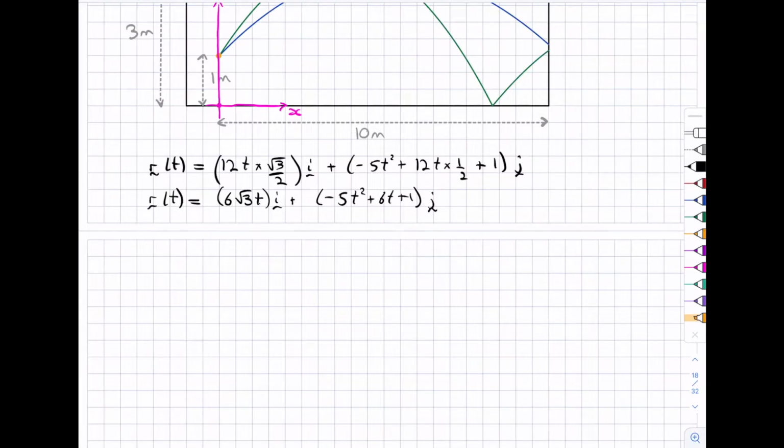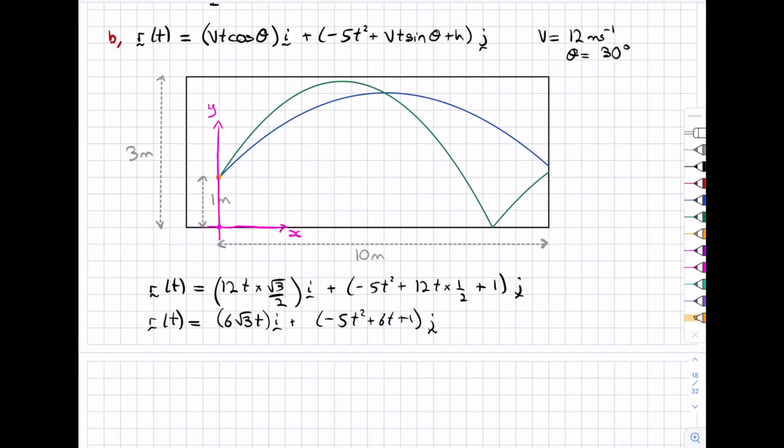Now, how do I find a maximum height? Well, I know that at the maximum height, so if it's the case of the blue curve, like this, this is the turning point of the path.